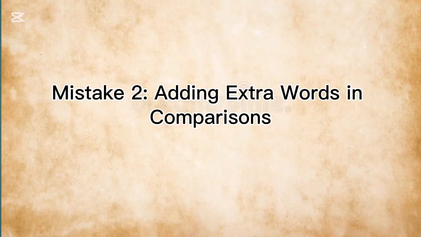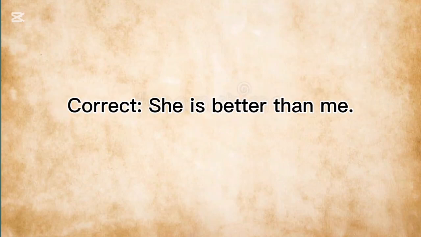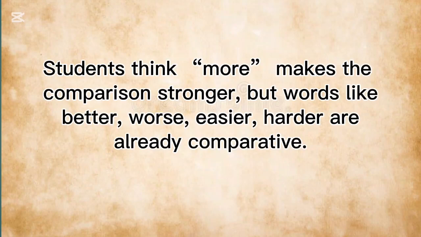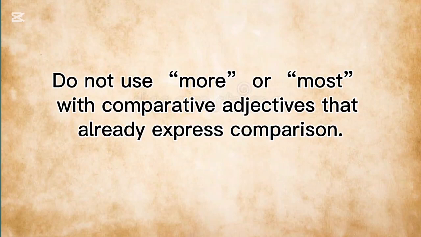Mistake 2. Adding extra words in comparisons. Wrong: She is more better than me. Correct: She is better than me. Why it happens? Students think "more" makes the comparison stronger, but words like better, worse, easier, harder are already comparative. Fix. Do not use more or most with comparative adjectives that already express comparison.